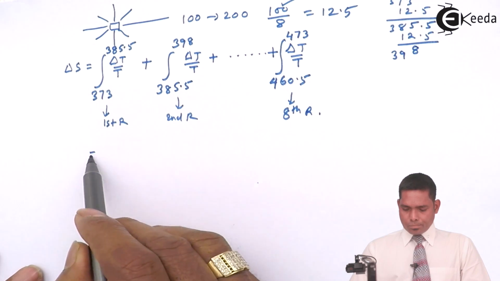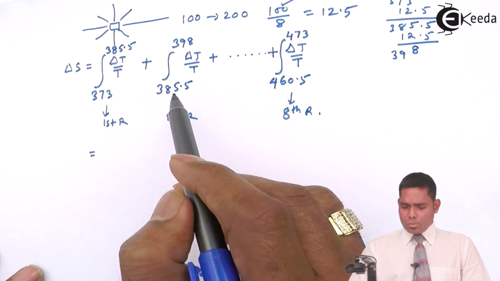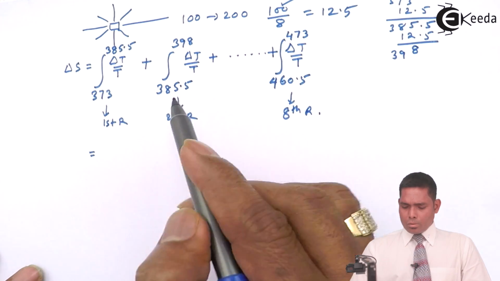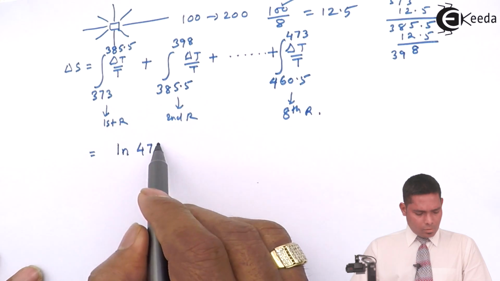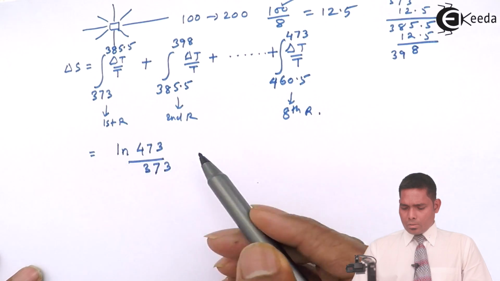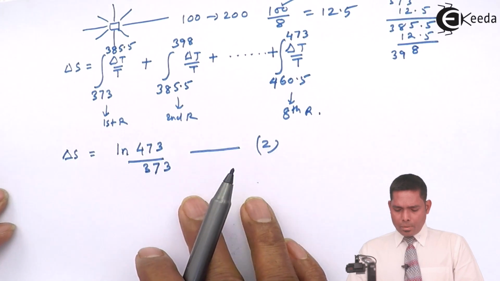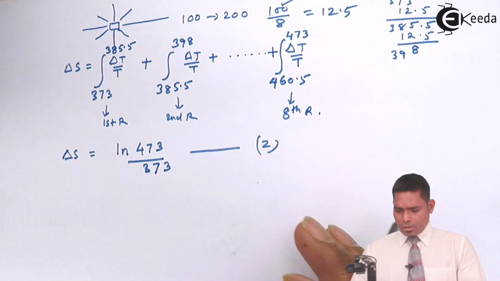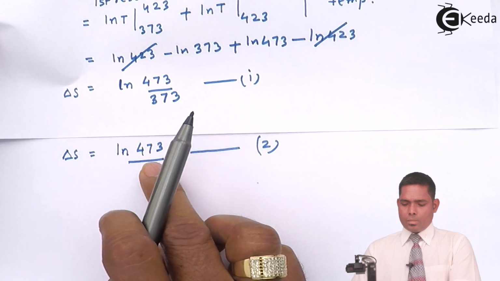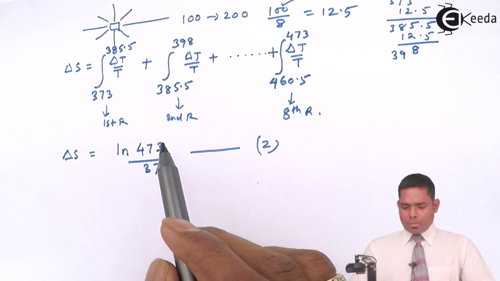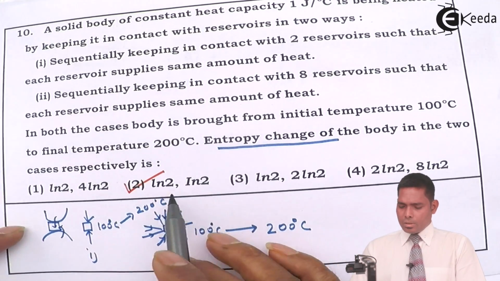So if I solve this, again I will get the same thing, because these values will cancel out, these two will cancel out, and these two will cancel out. Finally this and this will remain. So it will be again log of 473 divided by 373. So this will be the answer. This expression is the same as the previous expression. You can see here this expression is same as this expression. So both the expressions are the same, but it is not matching with any one of the answers. See here, in the answers there is nothing like that.